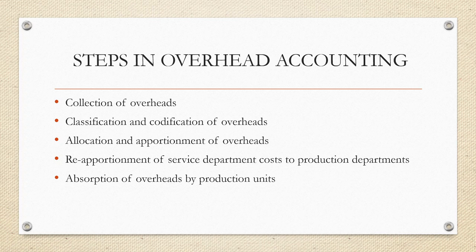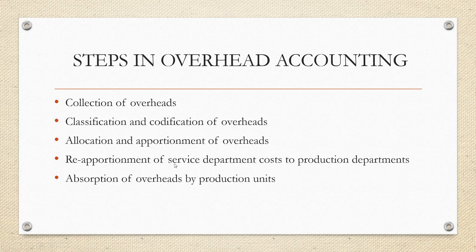In this session, let us understand the different steps involved in overheads accounting. The different steps are: the first one, the collection of overheads. Then the collected overheads are classified and codification is done. So classification and codification of overheads. Then the allocation and apportionment of overheads. After that, reapportionment of service department cost to production department, and finally the absorption of overheads by production units.